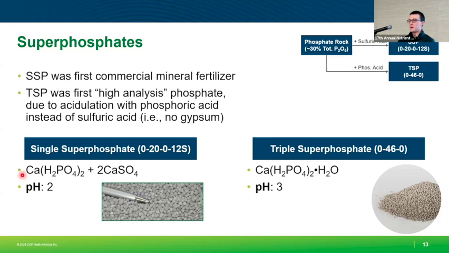It's not very common here because of the improved or high analysis phosphate, TSP. It's a higher grade phosphate produced by reacting phosphate rock with phosphoric acid. And so you don't have that gypsum byproduct that's in the fertilizer itself. So it's just a straight nutrient. Both of these are acidic granules and have good water solubility.